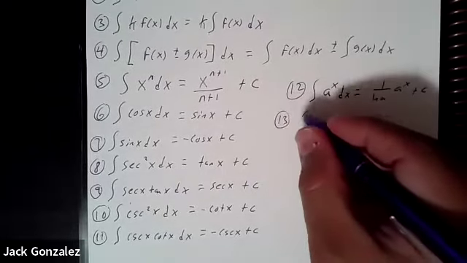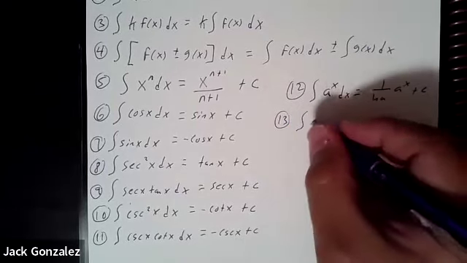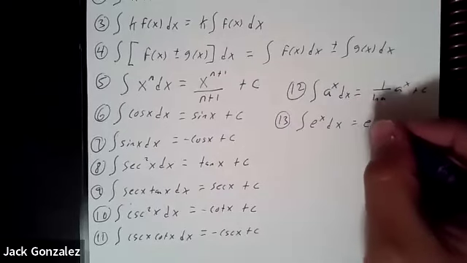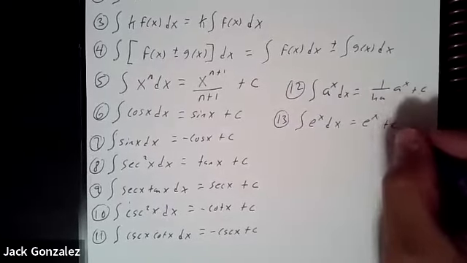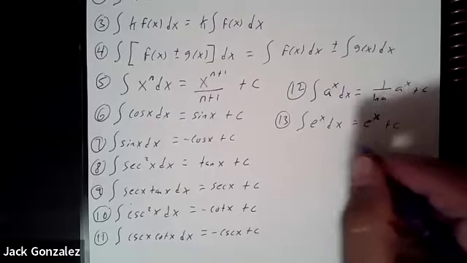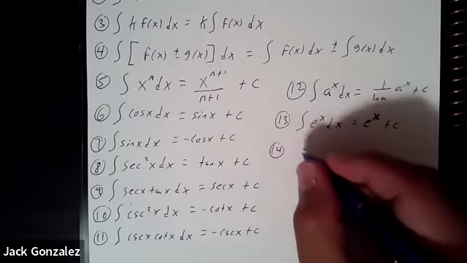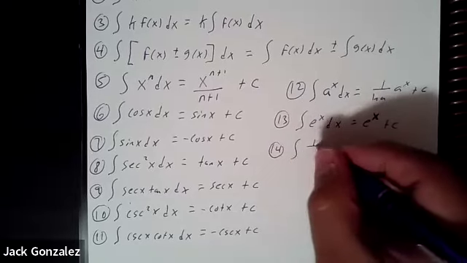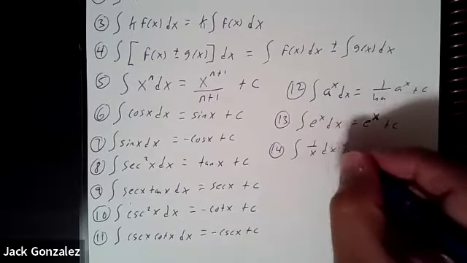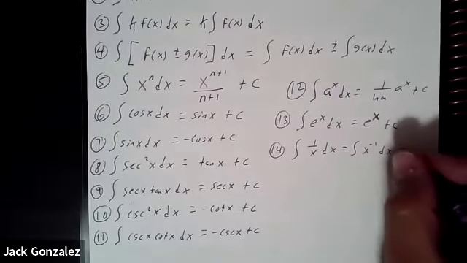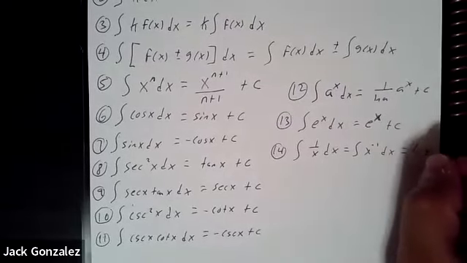13. e to the x dx is equal to e to the x plus c. This one should have been obvious, right? Integral of 1 over x dx or integral of x to the negative 1 dx is ln x plus c.